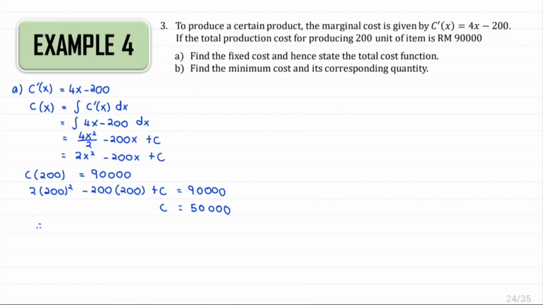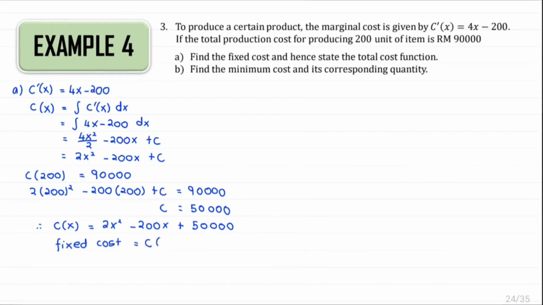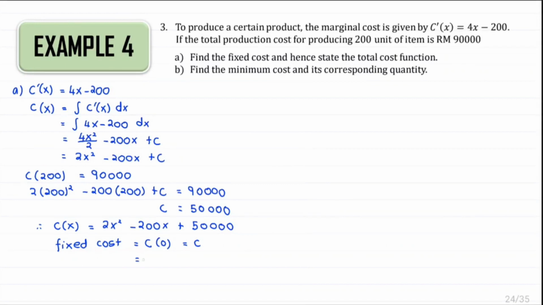Our cost function C(x) is 2x² − 200x + 50,000. To find the fixed cost, it is C(0), the same as small c. So our fixed cost is 50,000.